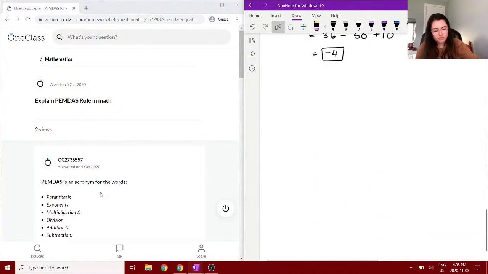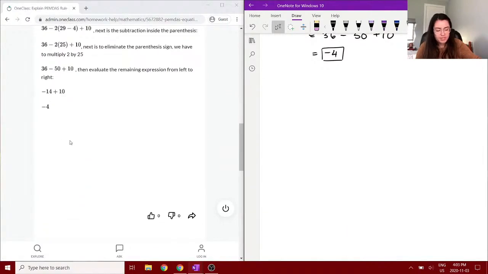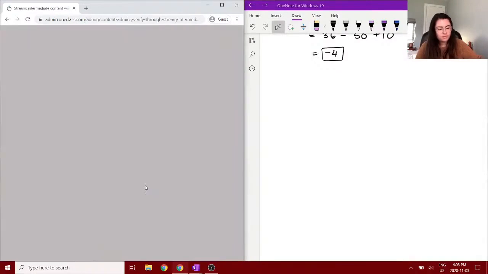I'll go through the solution on this side. And using the same example, they get the same answer. So, good work. The solution is correct.